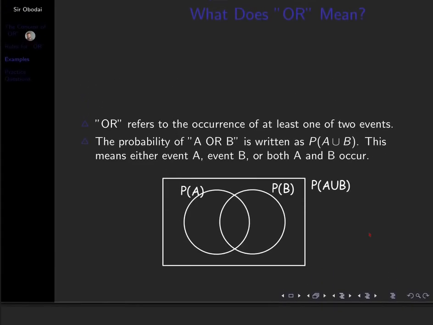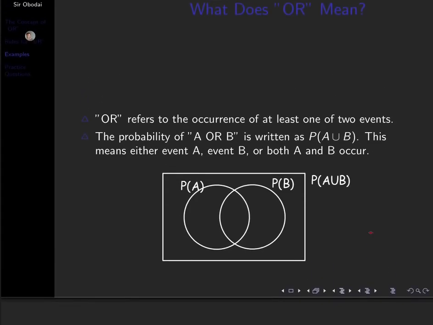So, "or" refers to the occurrence of at least one of two events. You see, so you have two events, right? The occurrence of at least one of them. So it's either just one of them, that is A or B, or both of them. So at least one of them should be present, right? The probability of A or B is usually written as what we see here on our board.